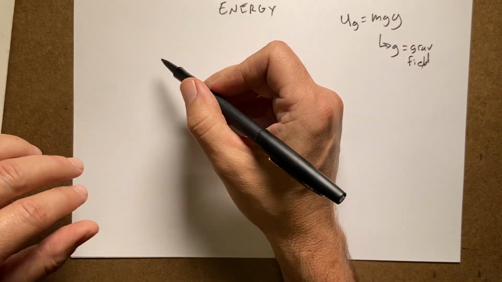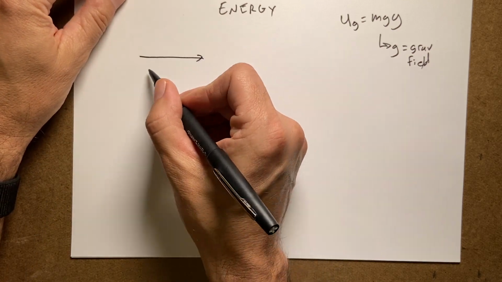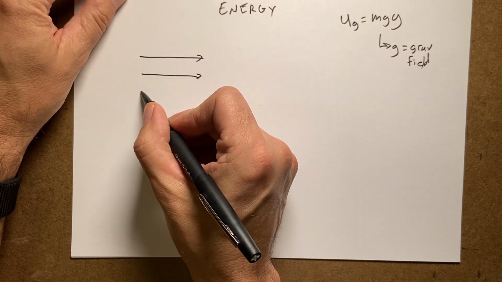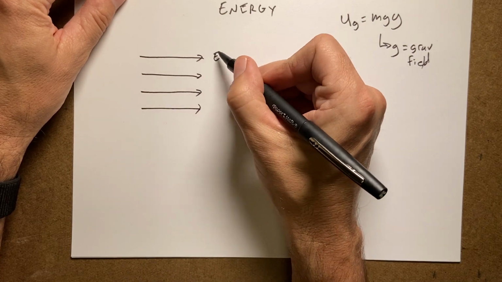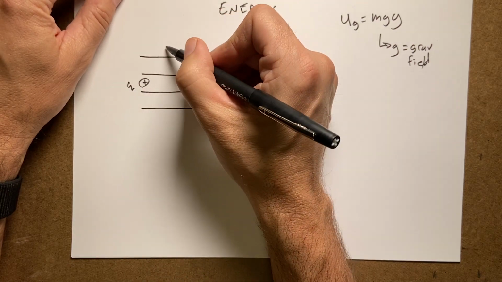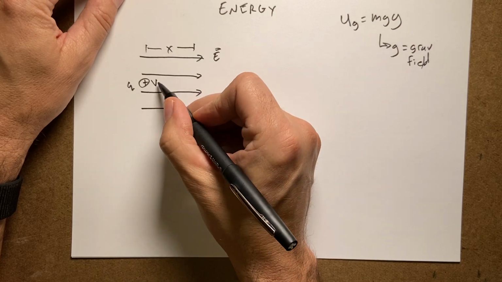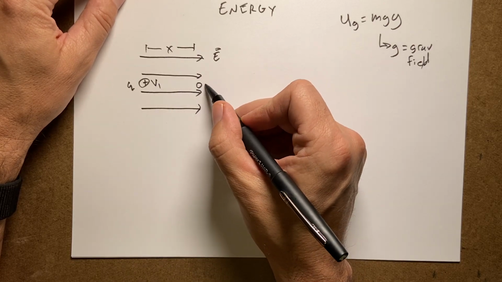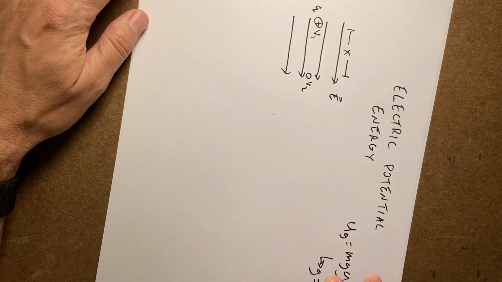So now suppose I have this situation. I have a constant electric field, and I have a positive charge Q, and I'm going to let that move a distance x. So it starts from some velocity v1 and ends up over here with the velocity v2. And if you turn the thing sideways, it looks just like the problem we just did.